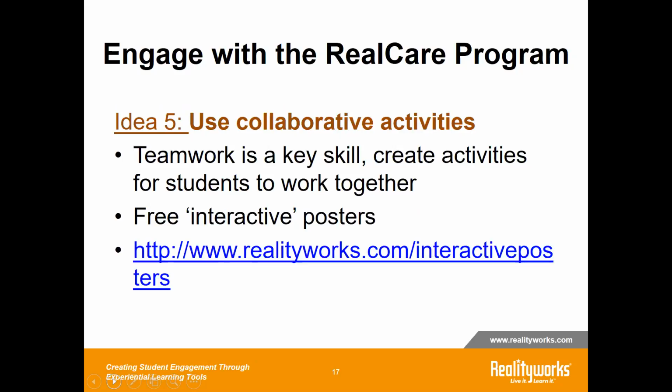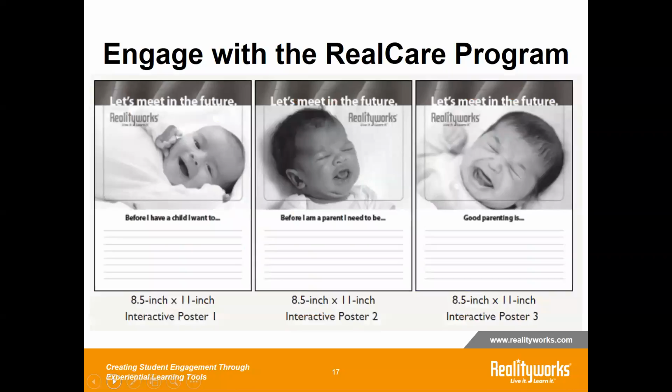One activity that you can incorporate today is we have free interactive posters on our website. These posters are just ones you can print out. They're just 8.5 by 11. You could hang them around your classroom, put the students in groups with each poster, and have them answer this question. Before I have a child, I want to. Before I am a parent, I need to be. Good parenting is. Have them come up with 5 ideas, 10 ideas, and work together to rank those ideas, and then share it back with the class.